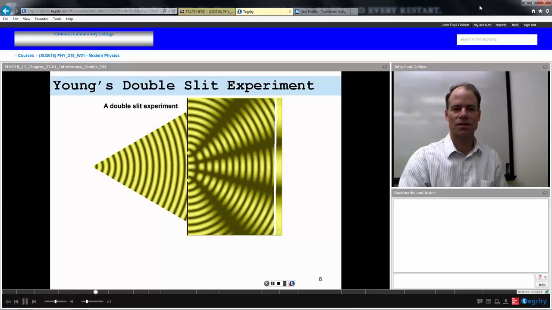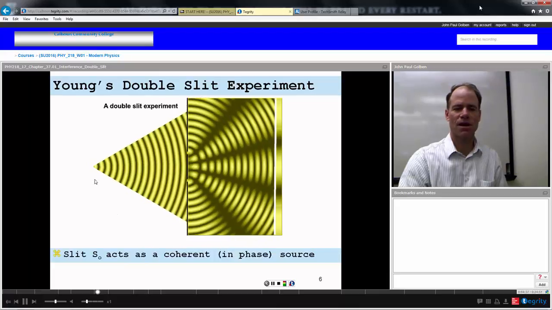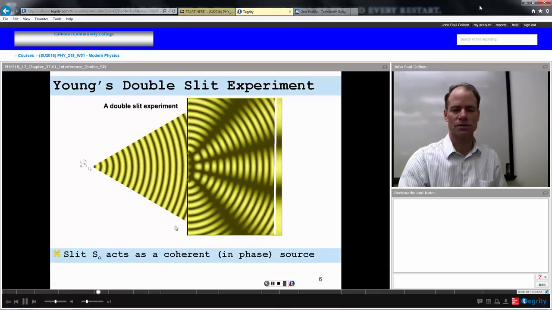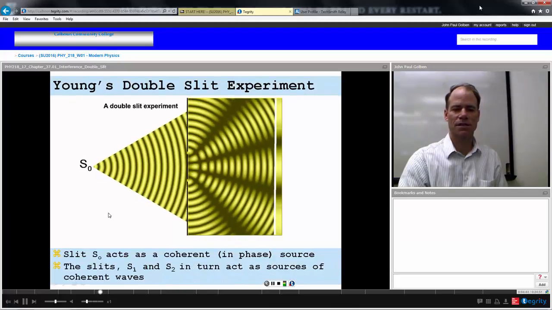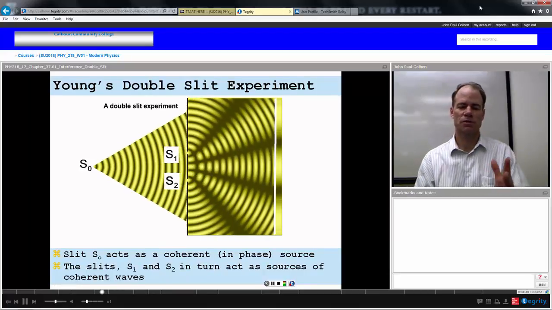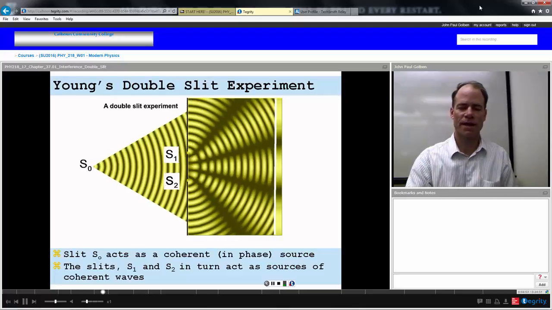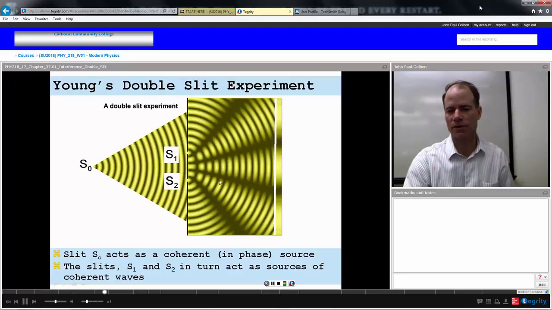Here's how it might look. We have a source, S0, acting as our coherent source, impinging upon two other slits, S1 and S2. And at that point, both sources then will be monochromatic and coherent, and hence we have a diffraction pattern or an interference pattern extending from there where we can see eventually on the screen areas of constructive interference and destructive interference.